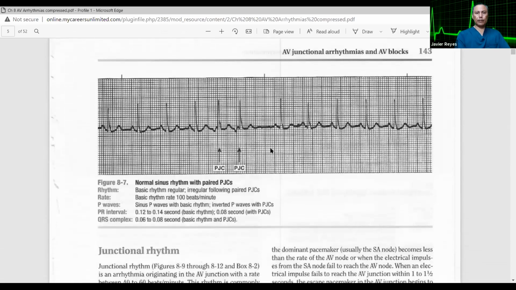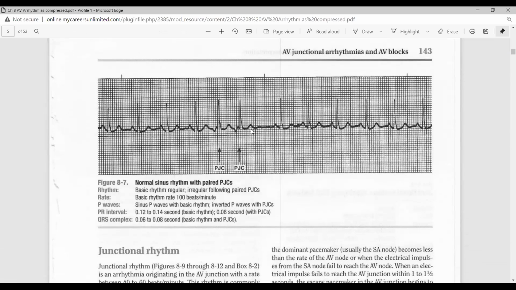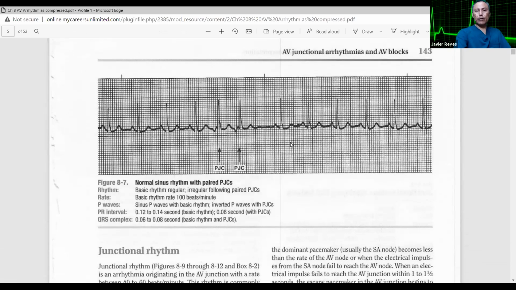Here we have two PJCs. Okay, again, let's look at the regularity, the rhythm. Oh, there's one. And you can tell by the P waves, right? What happens to this P wave? Inverted. Yeah, here too, you see? And then the rhythm resumes regular. So these are premature junctional complexes that are showing up. These are signals that are coming from your AV node. They're traveling back upward, so you have a retrograde signal with a P wave. All right, so that kind of gives it away.